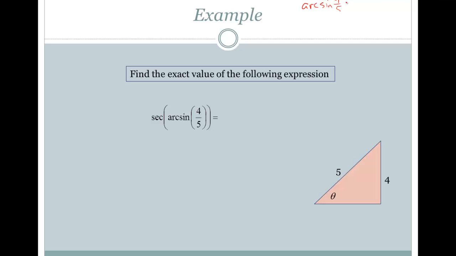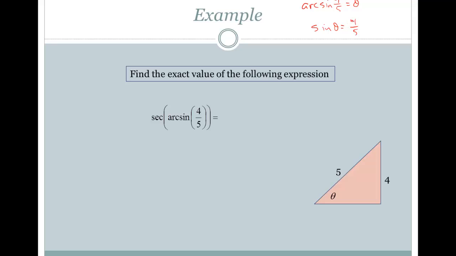Let's do some more. Arc sine of 4 over 5. Now this isn't one that we necessarily know, but what I can do is draw a triangle here. And so let's do that. Let's draw a triangle. What we're going to do here is say arc sine of 4 over 5 is equal to theta.